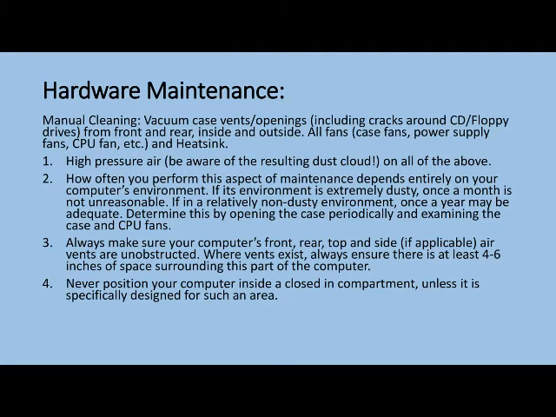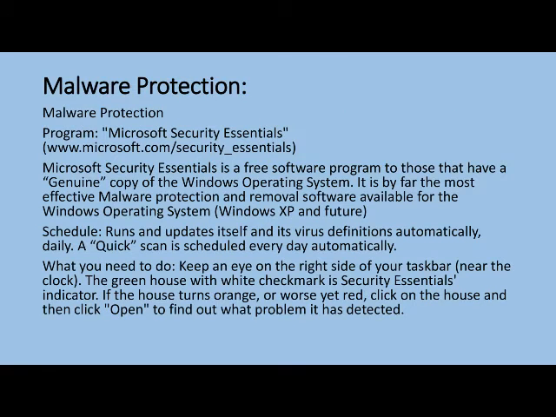Next topic is malware protection. Program name: Microsoft Security Essentials. Microsoft Security Essentials is a free software program for those that have a genuine copy of the Windows operating system. It is by far the most effective malware protection and removal software available for the Windows operating system. Schedule: it runs and updates itself and its virus definitions automatically daily. A quick scan is scheduled every day automatically.